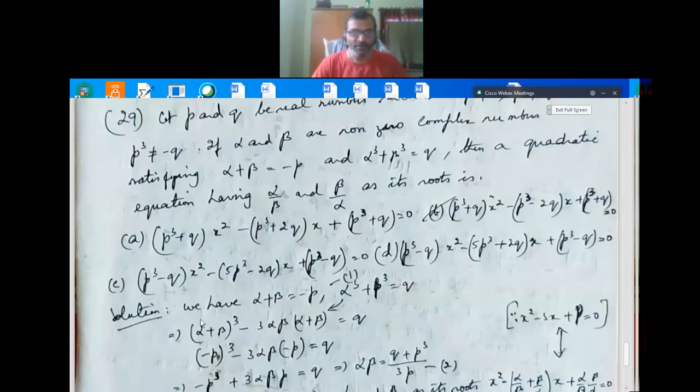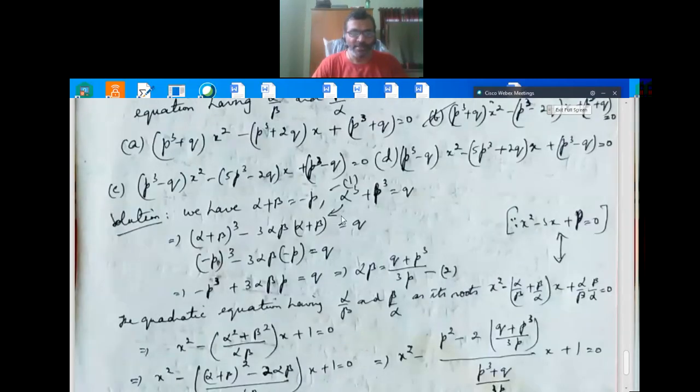We'll check it. We have alpha plus beta is minus p. I'll take this as equation 1. Alpha cube plus beta cubed is equal to q. So now from here I can say a cube plus b cubed is a plus b whole cube minus 3ab into a plus b. So alpha plus beta whole cube minus 3 alpha beta into alpha plus beta equals q. Alpha plus beta is minus p, so minus p cubed minus 3 alpha beta into minus p equals q. So minus p cubed plus 3p alpha beta equals q, which implies alpha beta is q plus p cubed divided by 3p. I take it as equation 2.